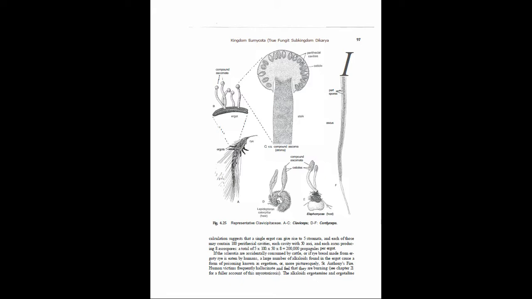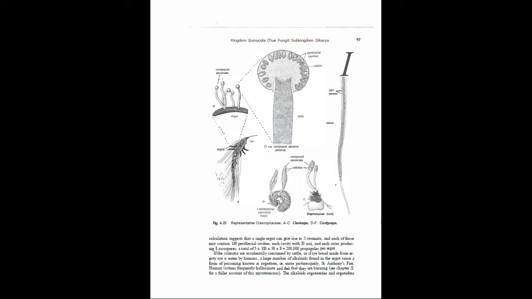Fig 4.25 representative Clavicipitaceae. A-C, Claviceps; D-F, Cordyceps. Calculation suggests that a single ergot can give rise to 5 stromata, and each of those may contain 100 perithecial cavities, each cavity with 50 asci, and each ascus producing 8 ascospores, a total of 5 x 100.